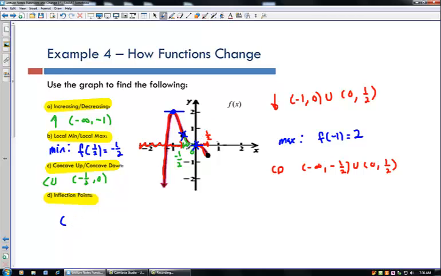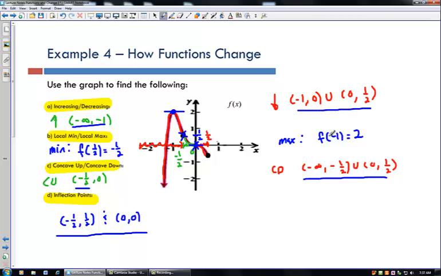The first point looks like it happens at negative 1/2, and I bet the height here is positive 1/2, a nice point between 0 and 1. So the input is negative 1/2, and the output is 1/2. Now this is a point, not an interval, and the other inflection point happens at 0, 0, right at the origin. Make sure you realize that these are points, not intervals, whereas before I've been giving you intervals. Increasing, decreasing, concave up, and concave down are all given in interval notation, whereas an inflection point is an actual point on the graph.